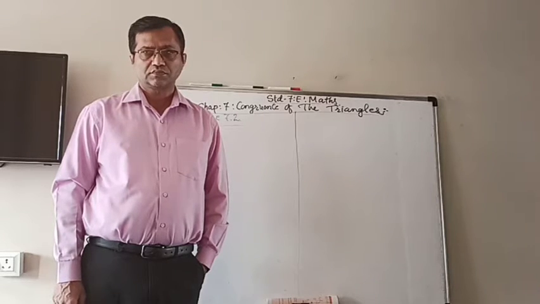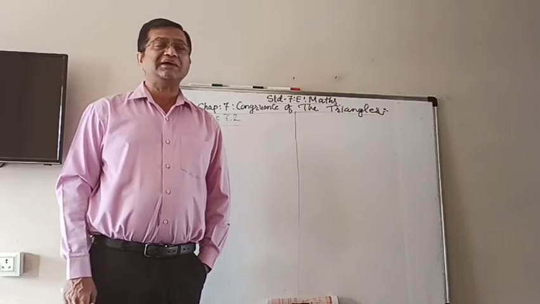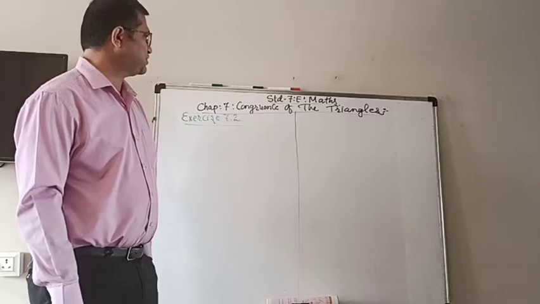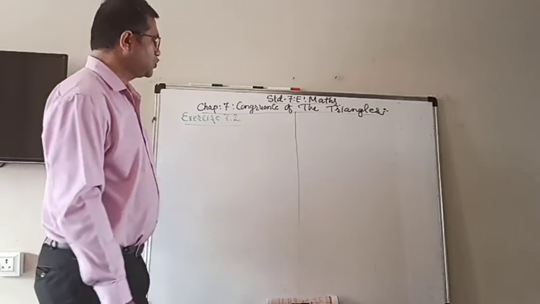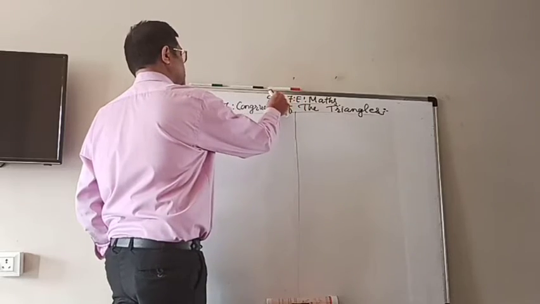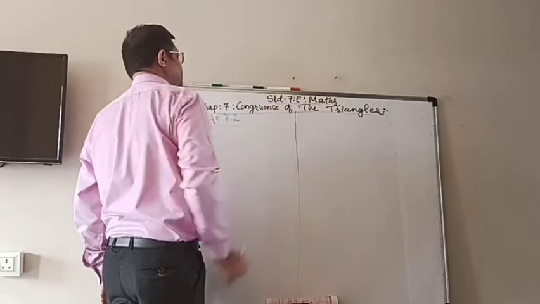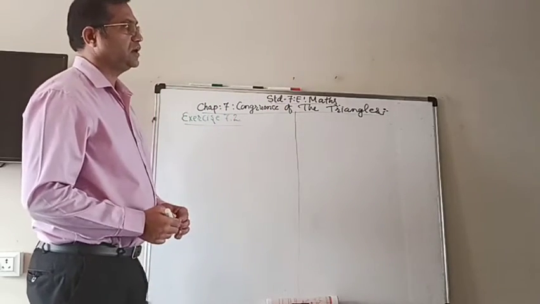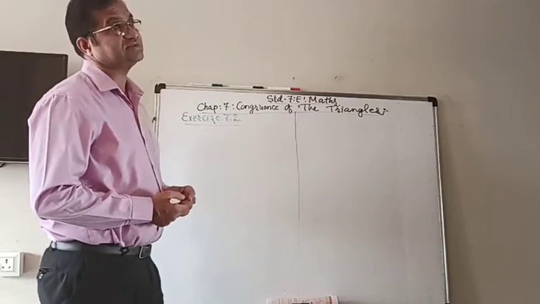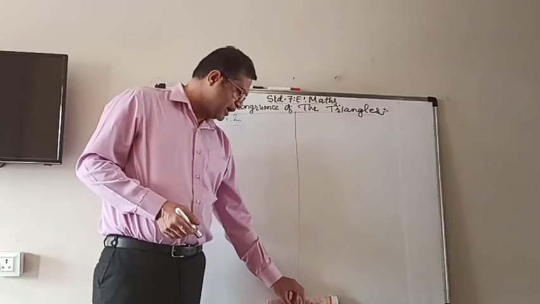Students, standard 7th. In the maths, we are nearly at the end of chapter number 7, congruence of triangles. Here we learn some criteria, and now we are busy with exercise 7.2. We finished question number 1 in the last session.